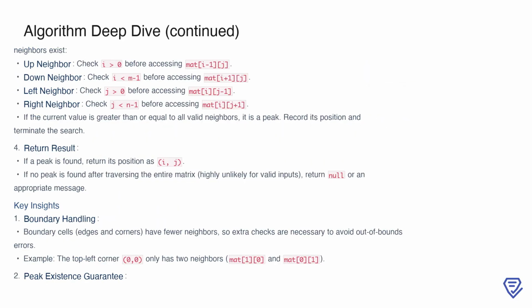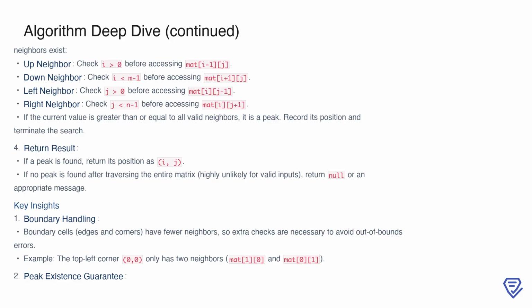Now, during the neighbor comparisons, it's crucial to avoid accessing out-of-bounds indices. For the upper neighbor, we ensure the row index is greater than 0 before checking the value above. Similarly, for the lower neighbor, we verify that the row index is less than m-1. The left neighbor is checked only if the column index is greater than 0, while the right neighbor is valid if the column index is less than n-1.